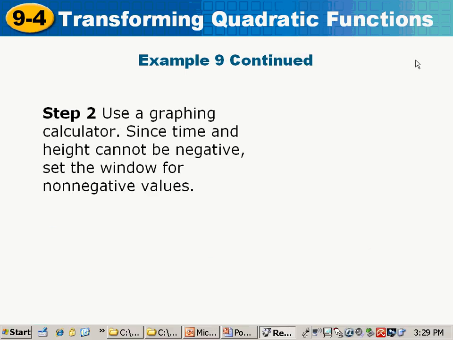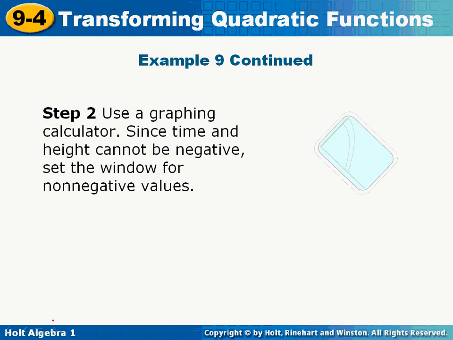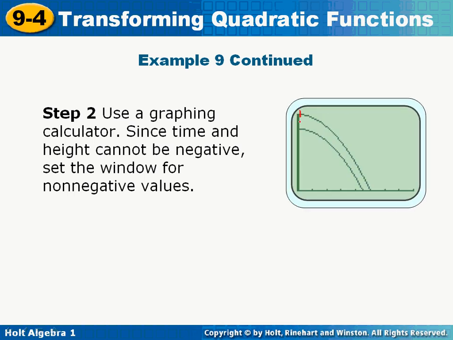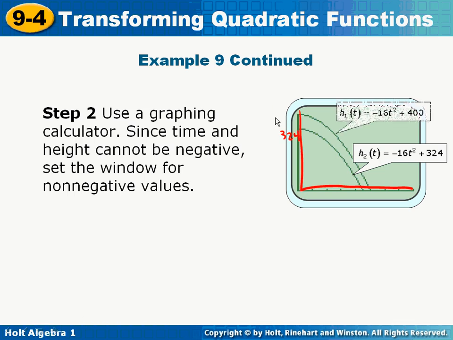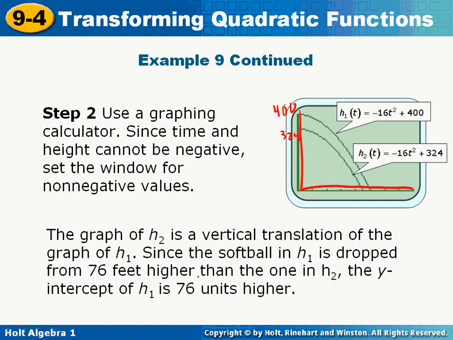Okay, we're going to use our graphing calculator. Since you don't have one, I'm going to put it on here. When I graph this, I need to be careful and only graph in the first quadrant because I can't have any negative time or distance when something is falling. So I bet you can guess which is which. The second one, which is right here at 324 falling, and the first one that dropped was starting at a height of 400. You can't have any negative values, and like we said just a minute ago, H2 was 76 units higher than the first one.